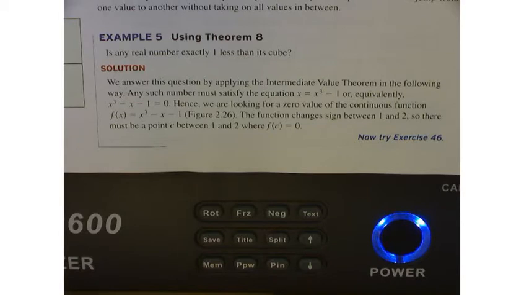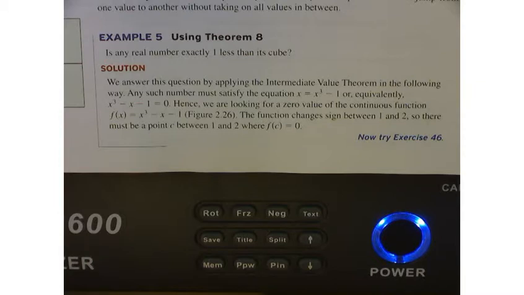Any such number must satisfy the equation x is equal to x cubed minus 1, or equivalently, x cubed minus x minus 1 equals 0. Hence, we are looking for a zero value of the continuous function f of x equals x cubed minus x minus 1. The function changes signs between 1 and 2, so there must be a point c between 1 and 2 where f of c equals 0.